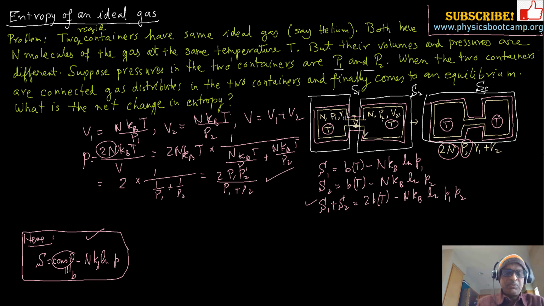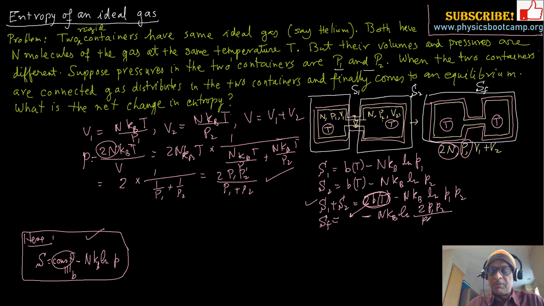Okay, so when I add this, S final is going to be, since temperature is not going to change, I'm just going to call that the same, minus N k_B log 2 P1 P2 over P1 plus P2, times 2, because there are 2N molecules now, so this N will be 2N.